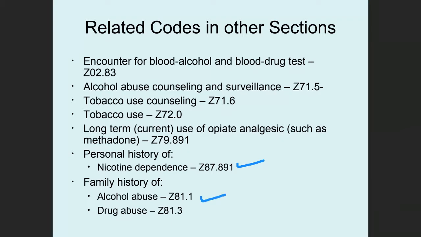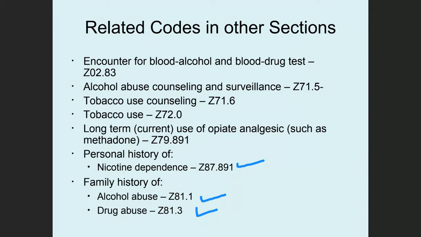Family history of alcohol abuse and drug abuse. Unfortunately, there is often a hereditary component with these, so it's important to know if there's a family history. Now note that Z72.0 is used for tobacco use. This is for patients who use tobacco but are not addicted. Z87.891 is used for patients with history of dependence.